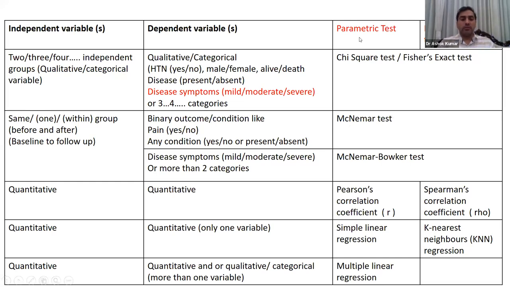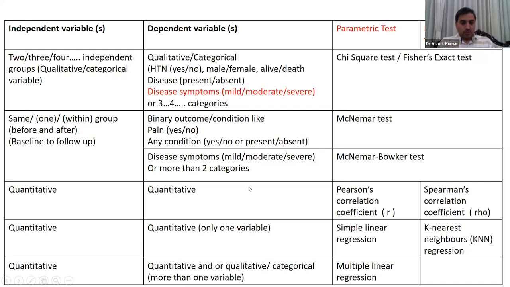If the condition is the same within group, before and after, but here the dependent variable has more than 2 categories, for example disease symptom: mild one, moderate two, severe three. There are more than 2 categories, it may be 4 or 5 categories. So here the independent variable is qualitative, and the dependent variable is qualitative. So we have to go for the McNemar-Bowker test.